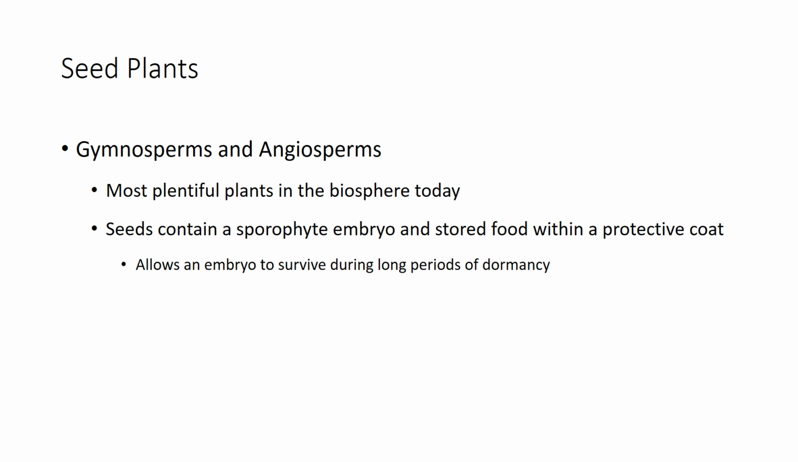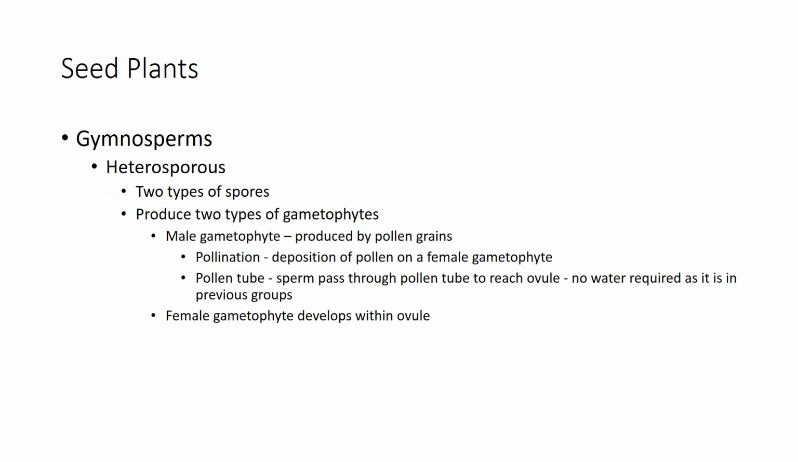And so gymnosperms and angiosperms tend to be very hardy plants, and they survive when it's really cold or when they don't have a lot of food, times like that. Now, gymnosperms are heterosporous. They make two kinds of spores that produce two types of gametophytes, male and female. The male gametophyte is produced by pollen.